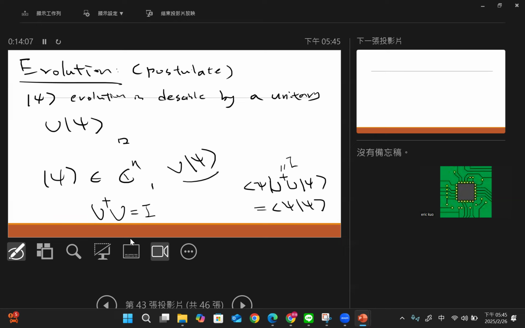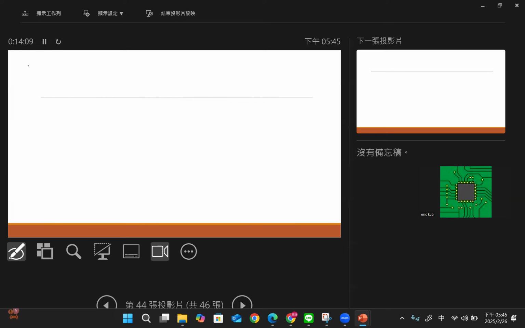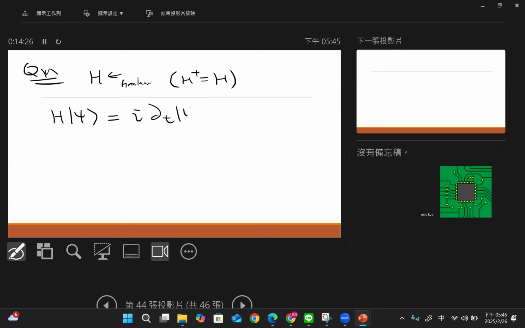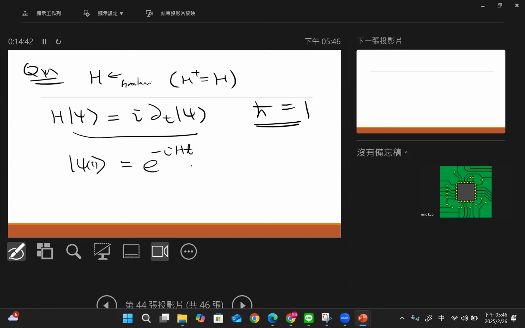Okay. And this is the same as your usual quantum mechanics, right? Because usual quantum mechanics just says that there is a Hamiltonian, which is Hermitian, and there's a Schrodinger equation. I will choose h bar to be 1, just for convenience. So this is the Schrodinger equation, and if it's time independent, you can write the solution as an exponential, applied on the state at t0.